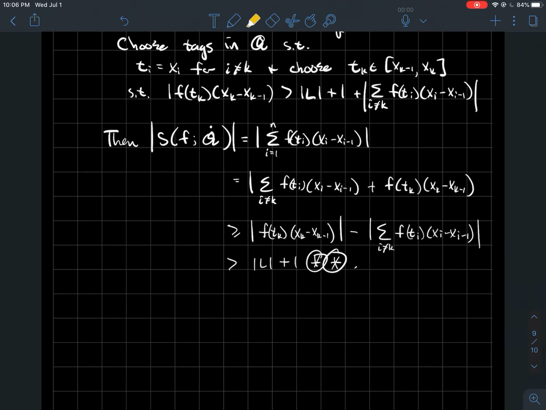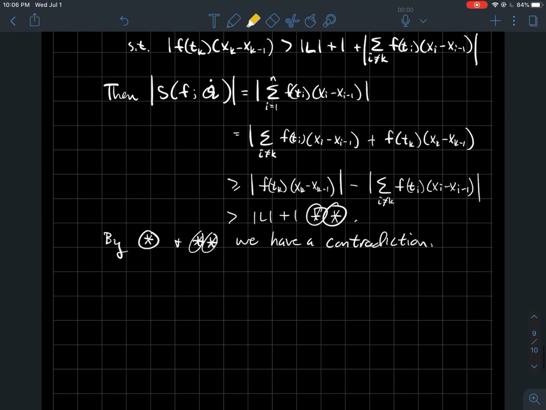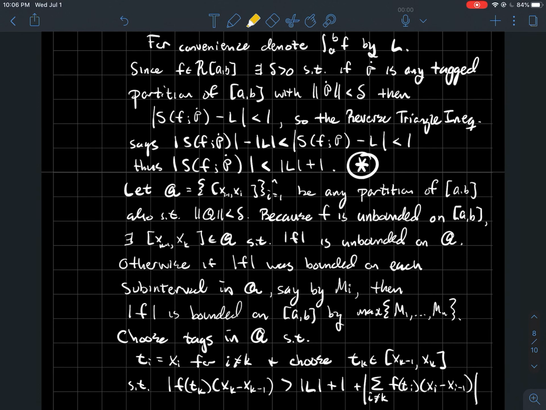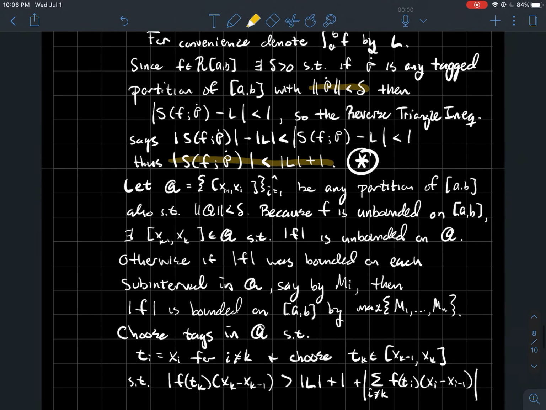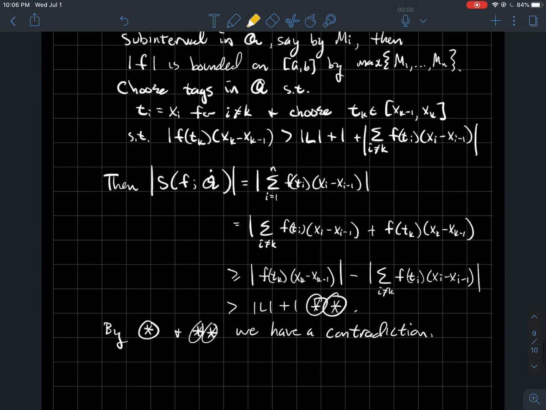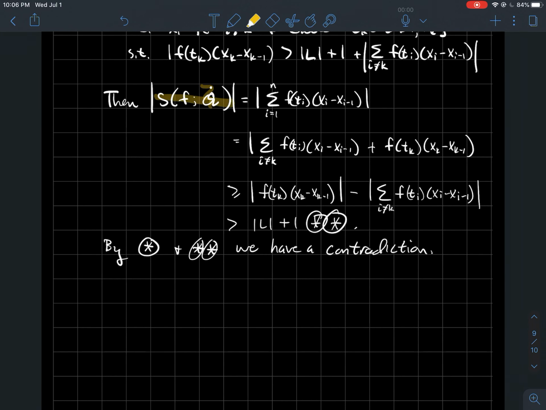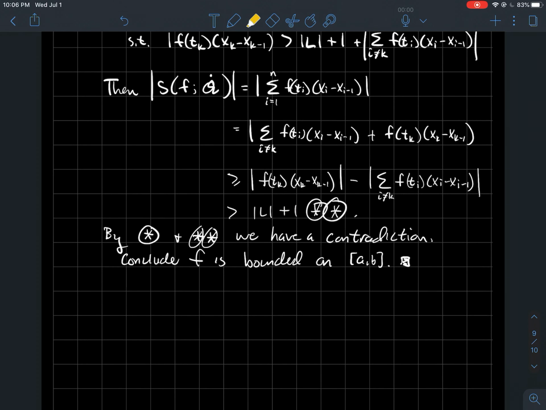Now, what just happened? By star and double star, let's go back to star. I should have that no matter what the partition is, as long as the norm of the partition is less than delta, the Riemann sum doesn't get bigger than the absolute value of L plus 1. That should work for any partition whose norm is less than delta. But hey, we just constructed a partition, Q dot, whose norm is less than delta, such that the Riemann sum is bigger than the absolute value of L plus 1. That's the contradiction. Therefore, it must be the case that f is bounded on this interval AB.